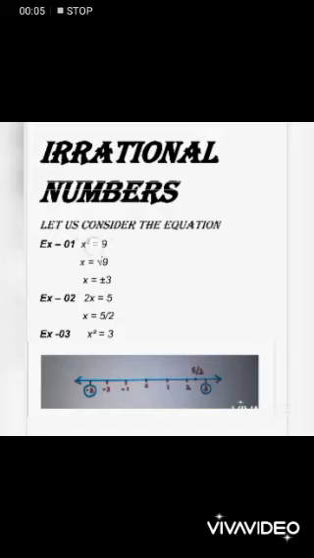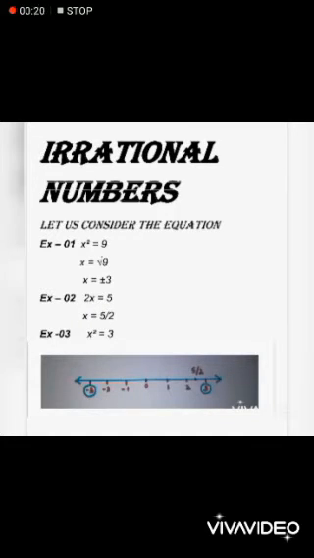Let us consider the equation x square is equal to 9. x is equal to root over 9. Then x is equal to plus and minus 3. So we can represent plus 3 and minus 3 on the number line.